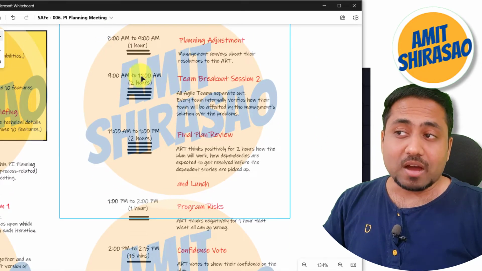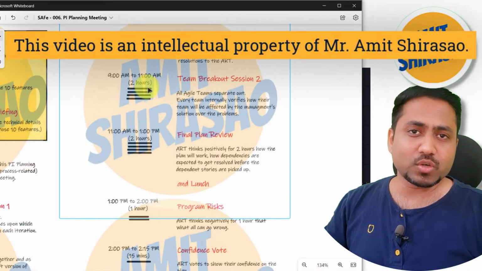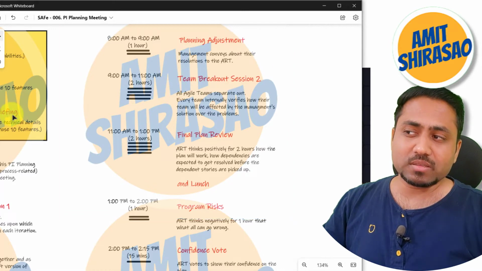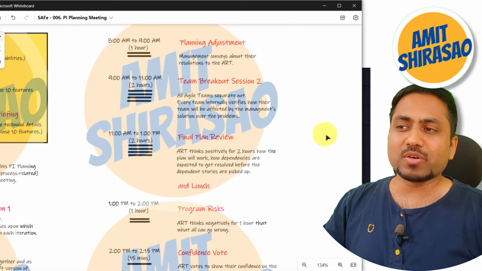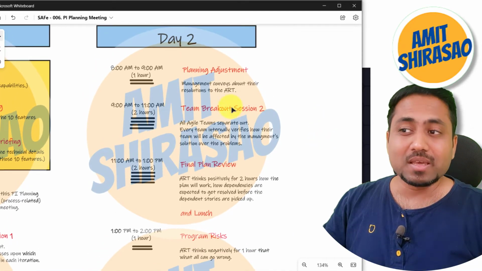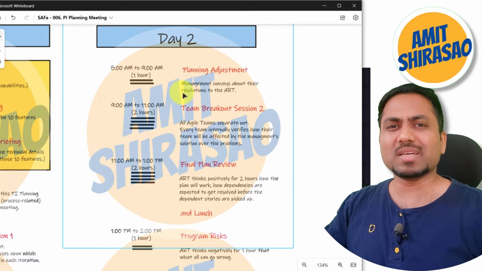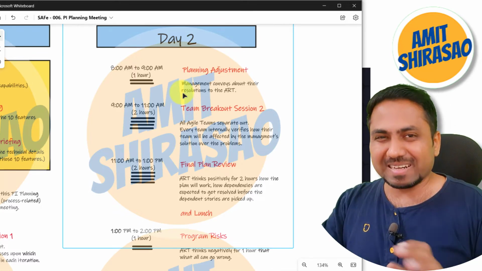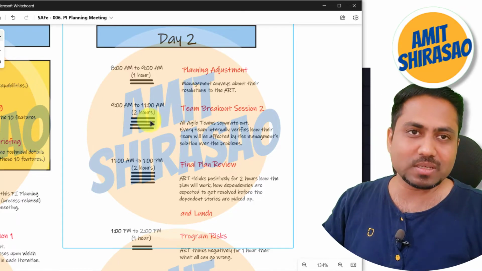Then after that, there is once more team breakout session 2. Now this is only for 2 hours. It is not for 3 hours like the earlier one. Earlier, team breakout session in day 1 was 3 hours. Now this is only 2 hours. Why? Because not much adjustment has to be done. The adjustment is only what management has just explained to you. So only a couple of teams will be affected by it, and even they can understand what changes are there. So it's understandable, and only 2 hours are given.